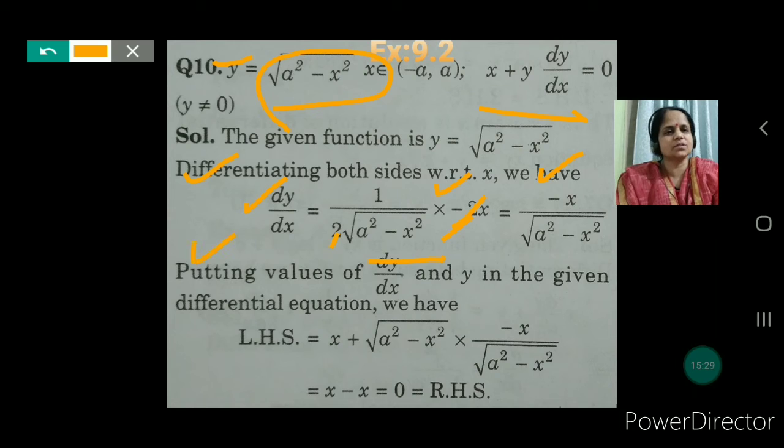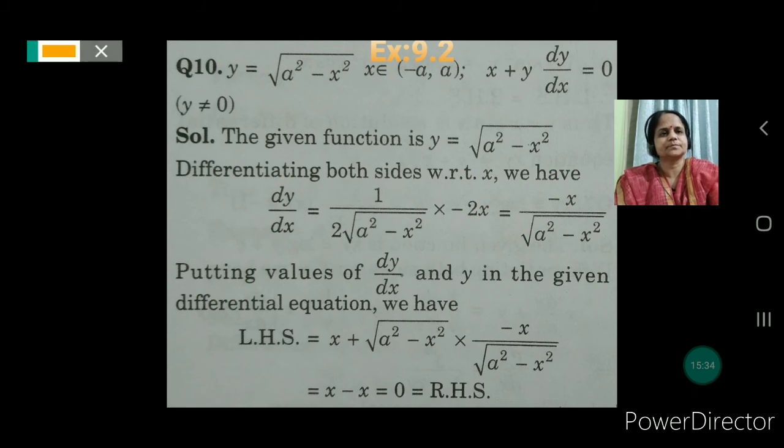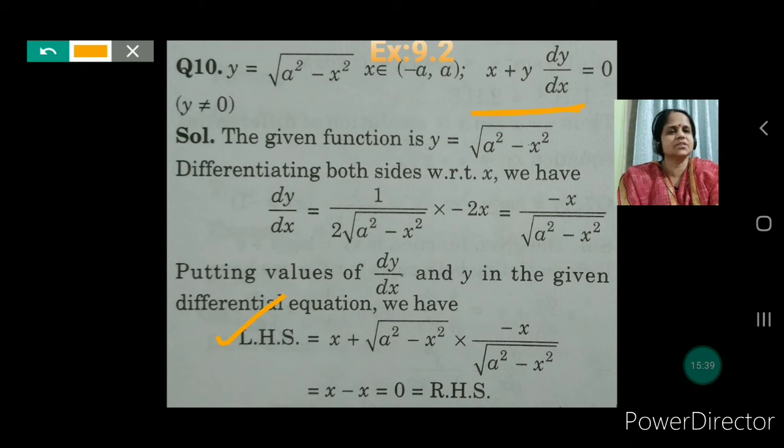Now putting values of dy upon dx and y in the given differential equation. Here LHS is, it is the given differential equation, x write as it is. In place of dy upon dx, you have to write minus x upon under root a square minus x square, and in place of y it is under root a square minus x square. Here under root a square minus x square will cancel with under root a square minus x square. So you will get x minus x, it is 0, it is equal to RHS.